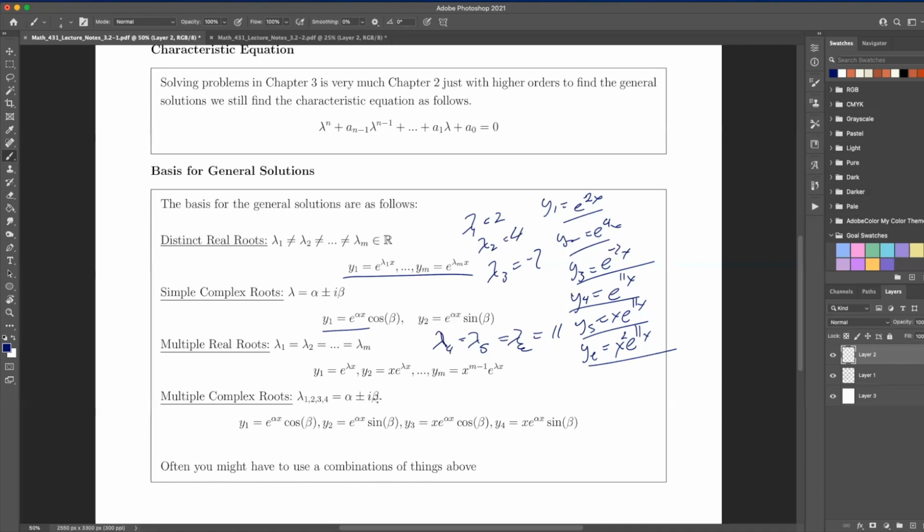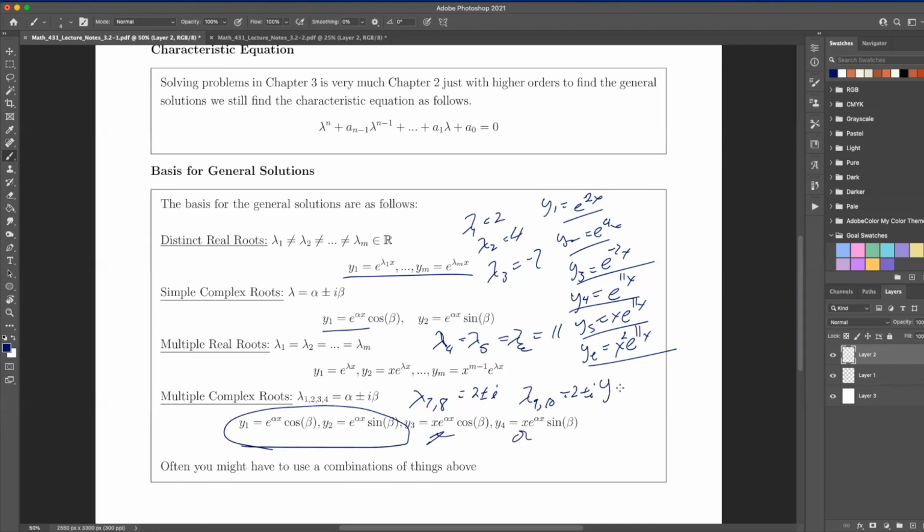But if I have multiples, let's pretend that lambda 7 and lambda 8 are equal to 2 plus or minus i, and lambda 9 and lambda 10 are equal to 2 plus or minus i. So this complex root appears twice, right? Well, you do the simple root like you did before, and then guess what? You just slap an x on it, as many times as you need to.